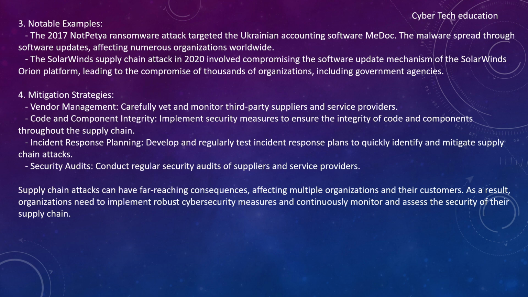Mitigation strategy. What kind of mitigation strategy can we take? One is vendor management: carefully vet and monitor third-party suppliers and service providers. Code and component integrity: when we implement new security tools, components, or manufactured devices, take certain measures to ensure the integrity of the code and components throughout the supply chain. Incident response planning definitely plays a very crucial role in monitoring, so develop and regularly test an incident response plan to quickly identify and mitigate supply chain attacks. Security audits are very important, because conducting regular security audits for suppliers and service providers is one of the basic mitigation strategies we can follow.